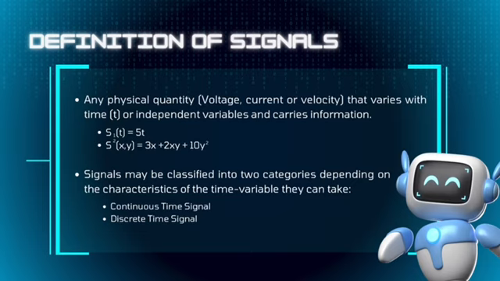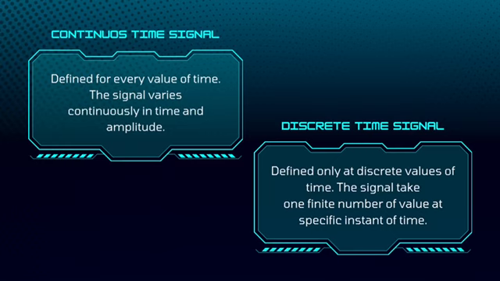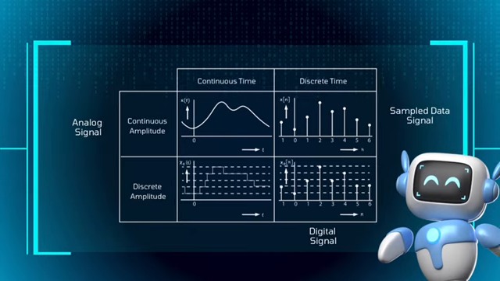Signals may be classified into two categories depending on the characteristics of the time variable they can take, which is continuous time signal and discrete time signal. Continuous time signal is defined for every value of time. The signal varies continuously in time and amplitude, while discrete time signal is defined only at discrete values of time. The signal takes one finite number value at specific instant of time. The example I have given here.